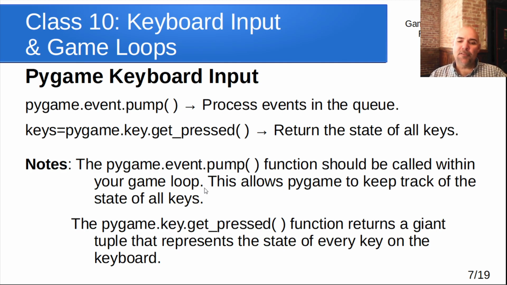Now, the pygame.key.getPressed function returns a giant tuple. And if you remember what a tuple is, it's like multiple items stored together. We saw that with colors, where you had parentheses and you had 255, 255, 255. That was a tuple that had 3 items in it, a red part, a green part, and a blue part. So what happens when you call pygame.key.getPressed is it returns a giant tuple that has either a 1 or a 0 for every key on the keyboard, whether it's currently pressed or not. So in other words, it's returning the state of every key on the keyboard. 0 is not pressed, 1 is pressed.